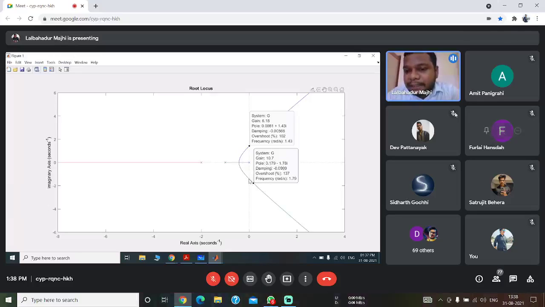You can see if we increase the value of gain k beyond 6, then we are getting a positive real part in the pole. That means it is in the right hand side of the S plane. So up to gain 6, our system will be stable, and at 6, the system will be marginally stable, and above 6, our system will be unstable. That is the main purpose of the root locus: stability analysis with respect to our system gain k. Clear?